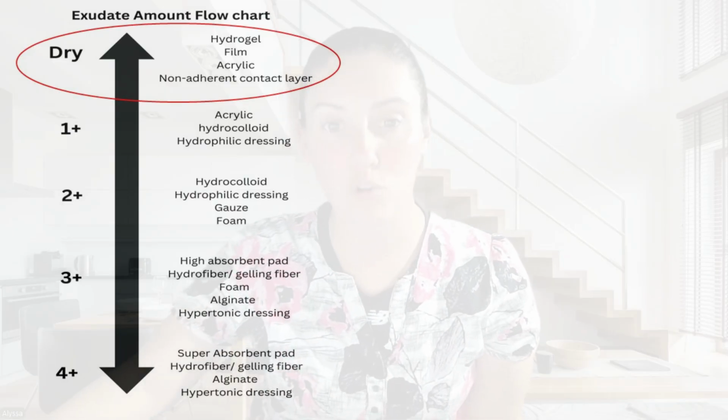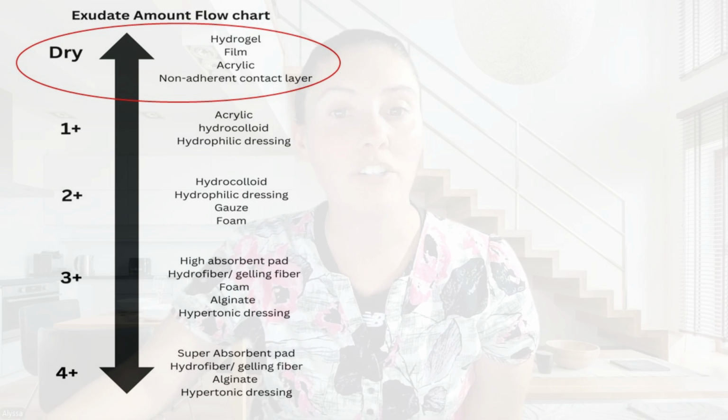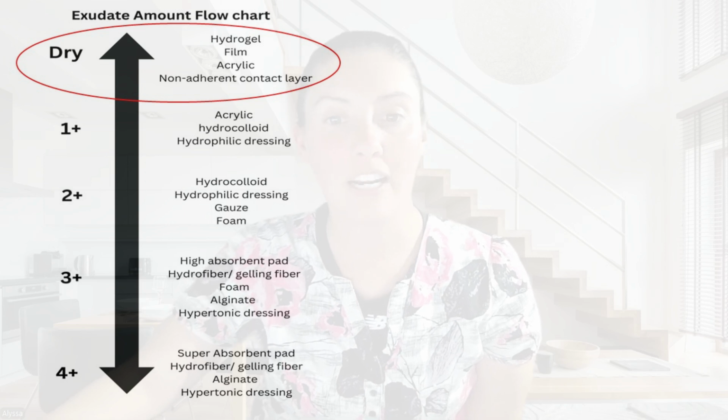We have a dry wound, so we can have a hydrogel, film, acrylic, or non-adherent contact layer. Now, not all of these, as you will see further in a few more slides here, will work for this patient because we have to take all the information, put it together, and see what works. So I will take every part of each flow chart and put it onto a separate slide so you can see how we actually come up with the exact dressing we're going to use.